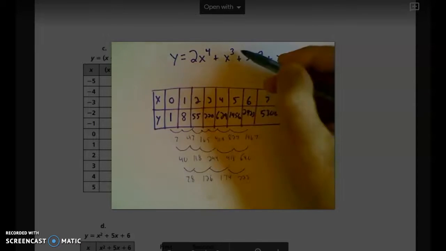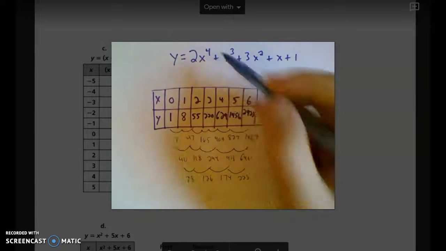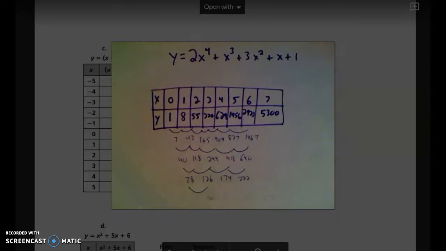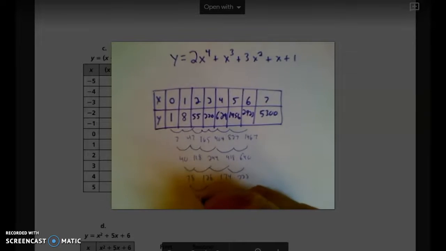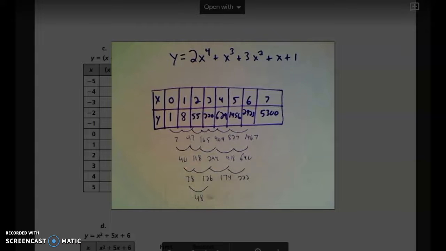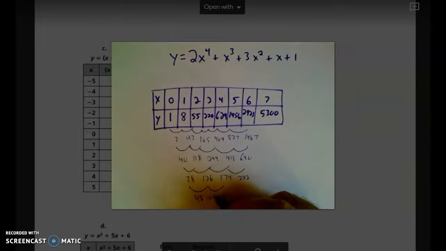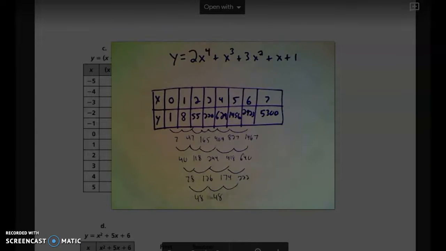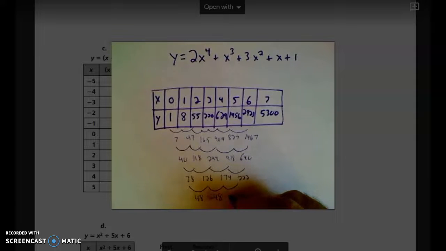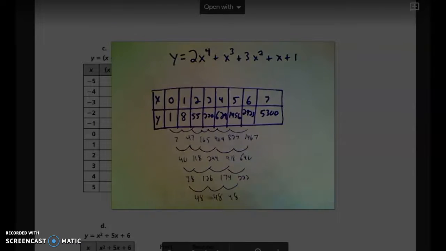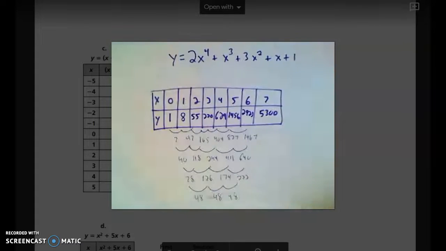That would be the same if the highest power was the third power, but it's the fourth power. So these now should be all the same. So it goes up by 48. If I take 126 plus 48, sure enough. If I take 174 plus 48, sure enough, and there you go, the fourth difference is the same because 4 is the highest power.